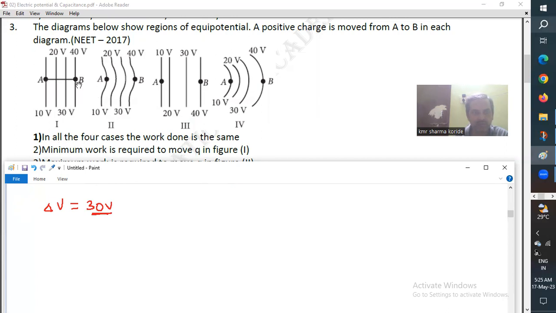Work done to move charge, because potential difference is included with the work done in moving a unit positive charge from infinity. When you talk about potential, it is the work done to move a unit positive charge from infinity to a given point in the electric field. Since this is the same in all the cases, work done is also the same, because you are moving the same charge. So the first option is correct.